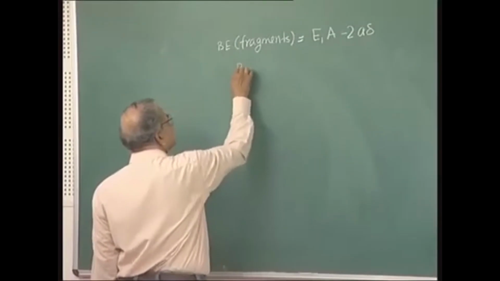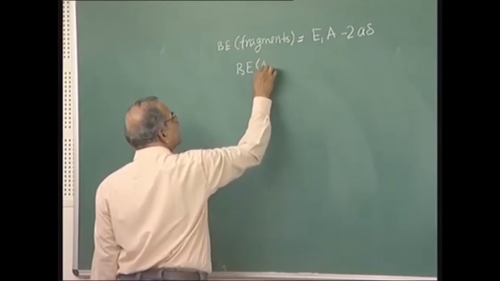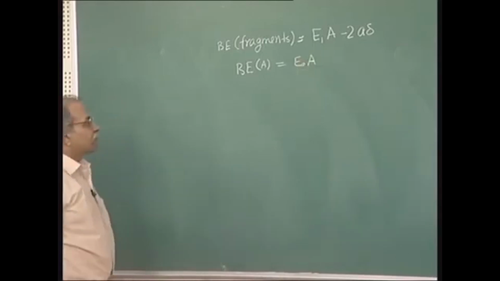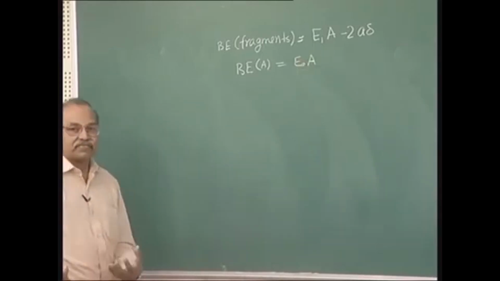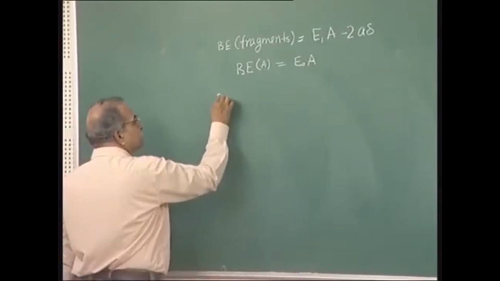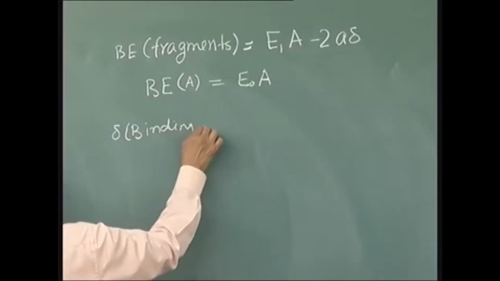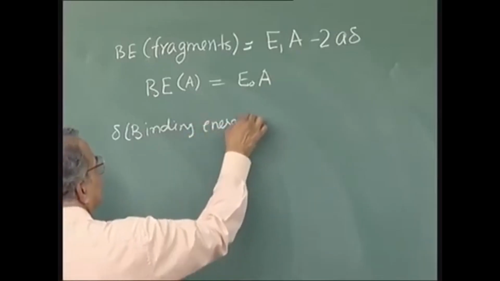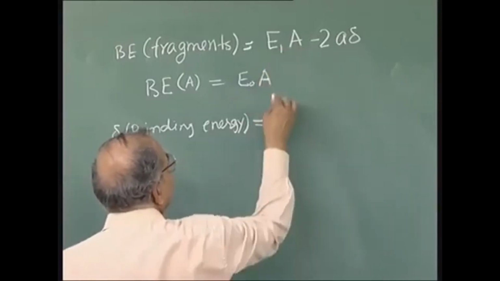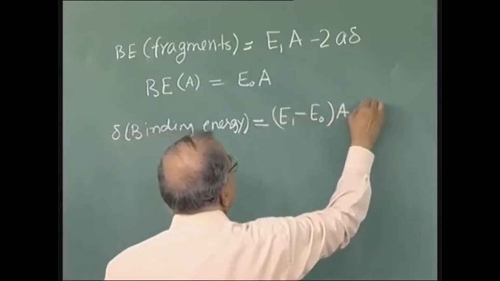The initial binding energy of the original nucleus A is E naught times A, right. So, how much is the difference? That is the energy released. How much is the difference? And that difference in binding energy will be E1 minus E naught times A, and minus 2 times a delta.